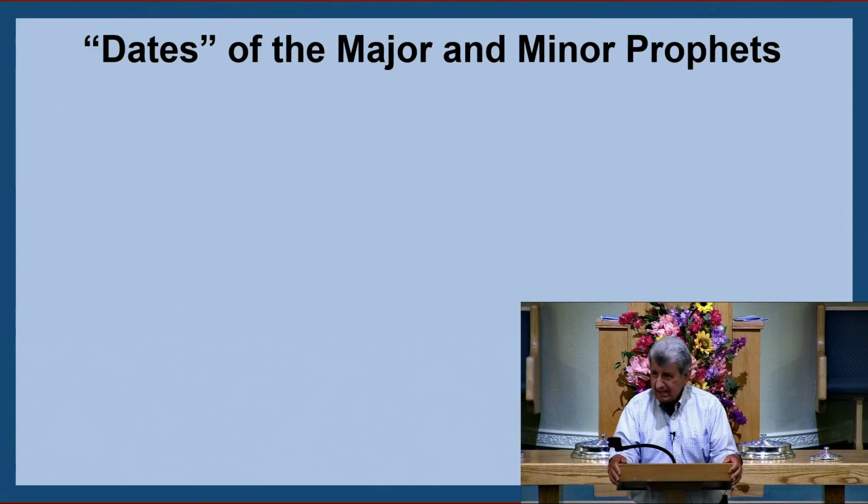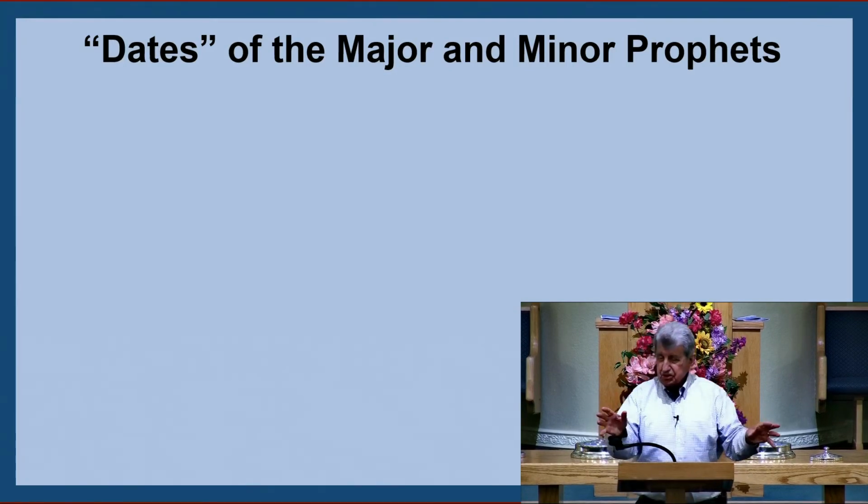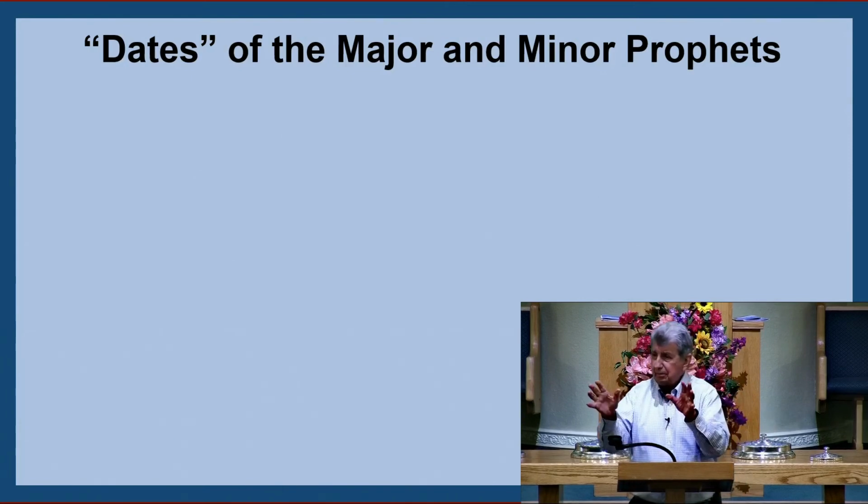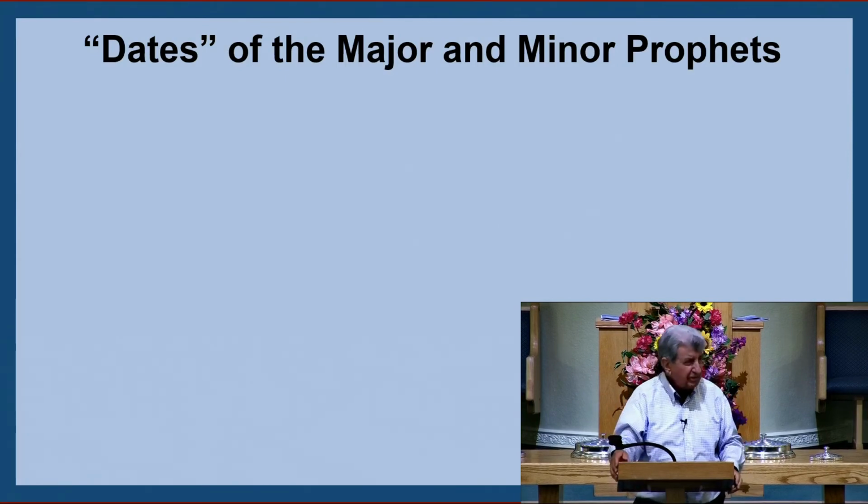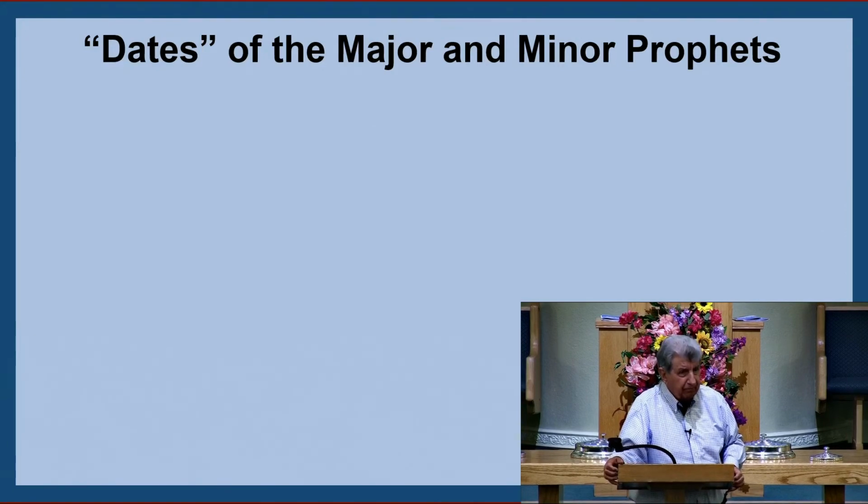I've got the word dates in quotes because I'm not talking about the year they prophesied, but in relationship to this Old Testament period of time. Where are these prophets? Those last 17 books of the Bible appear. Where do those prophets fit in?